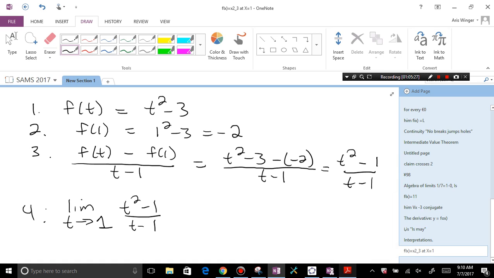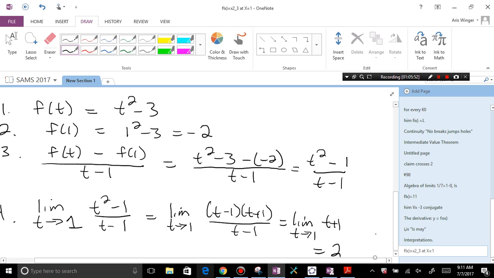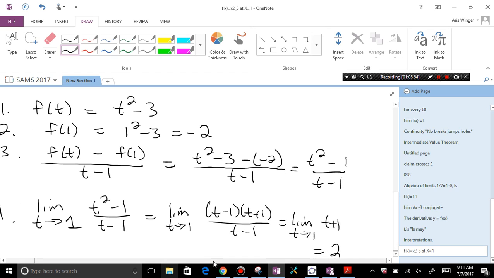So this was the first limit problem we did. You plug in the 1, you get 0 over 0, but we already knew that was going to happen. This is equal to the limit as t tends to 1 of t minus 1 times t plus 1 all over t minus 1, which is equal to the limit as t tends to 1 of t plus 1. And it's the number 2 that we said before.